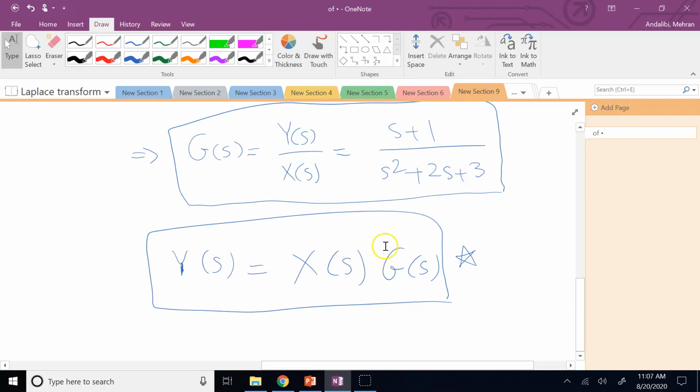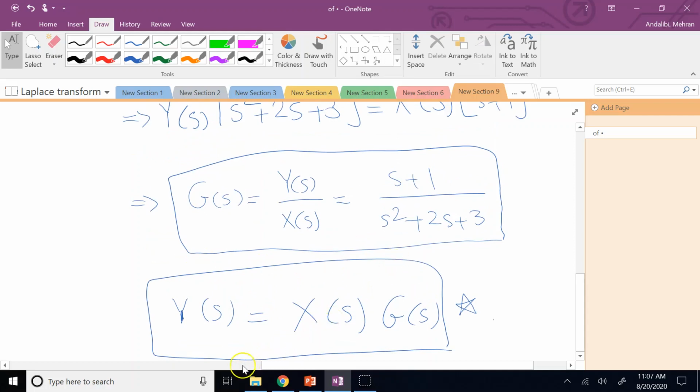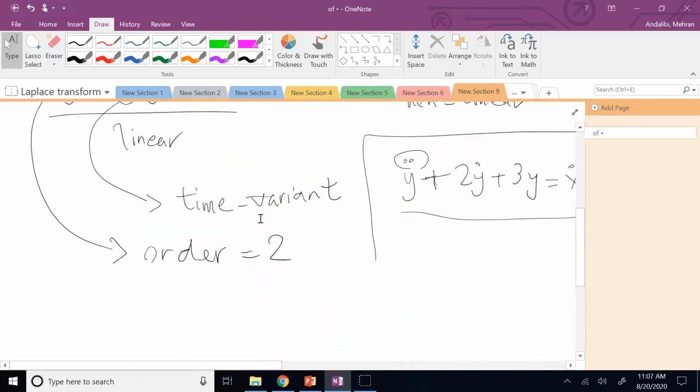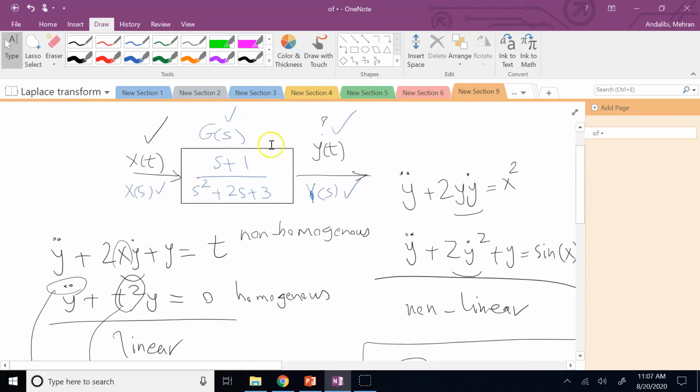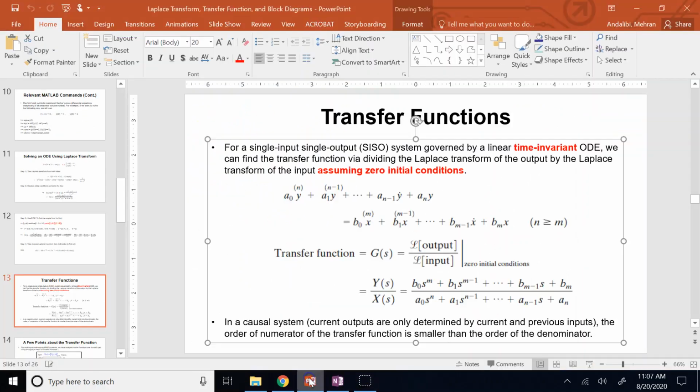That's very important. So once I know what type of system it is and what is the governing equation, I can find G. X is given to me, therefore I can find Y, and once I know Y in the s domain, I apply inverse Laplace and I find what? y in the t domain, right? So that's what I do. That's the overall idea.